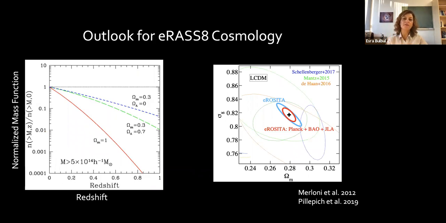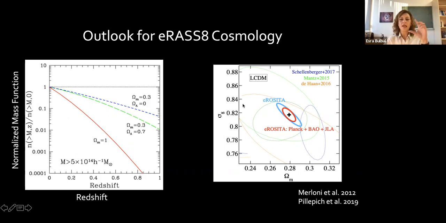And this shows you how that mass function is sensitive to cosmology. So for example, if there is no dark energy whatsoever, and your universe consists of just matter, you would get a mass function which is shown in red. And if there is 70% of dark energy, you would get a mass function which is shown in green. The idea is to fill this plot with eROSITA data points and then come up with fundamental cosmological parameters.